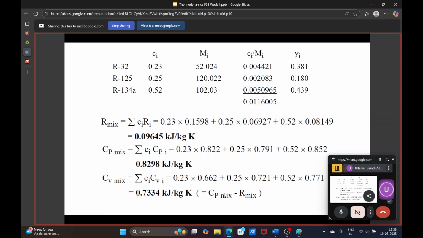Or the other way of doing it is, since you know Cp of the mixture and R mix, you can find Cv as Cp minus R. With this, one more question: the adiabatic index. You can find the adiabatic index using Cp and Cv. How will you find it for a mixture? Can you use the summation of Ci into gamma i of the individual gases, or how will you find it?